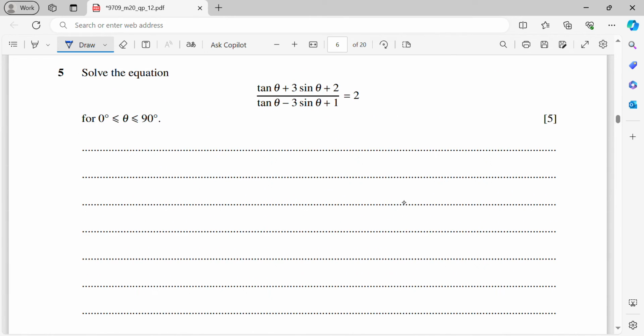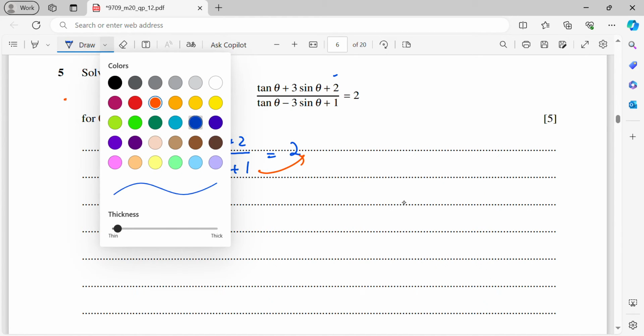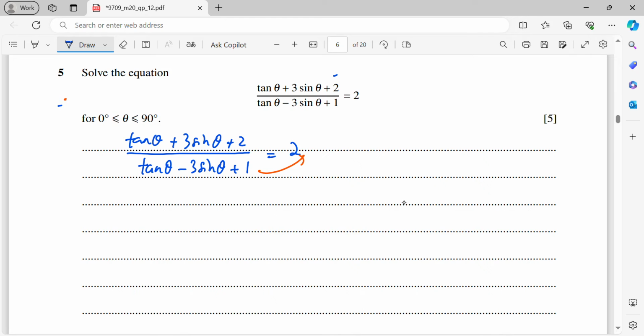Okay, question 5. Solve the equation. So, tangent theta plus 3 sine theta plus 2 over tangent theta minus 3 sine theta plus 1 equals 2. Okay, so to solve this, I will just move up this whole denominator. It's like I'm multiplying the denominator on both sides. So here I will get tangent theta plus 3 sine theta plus 2 equals 2 times tangent theta minus 3 sine theta plus 1.